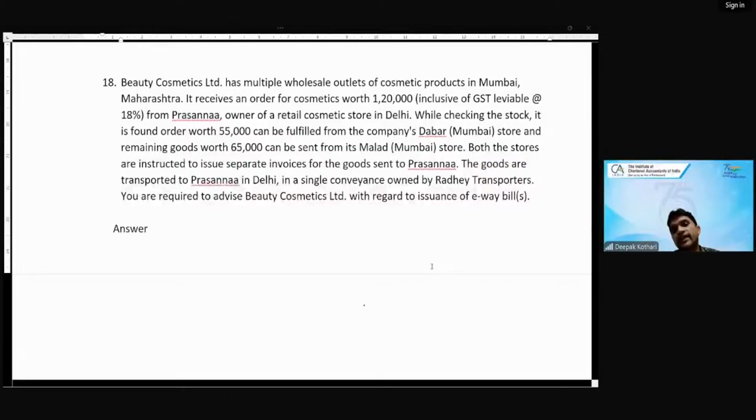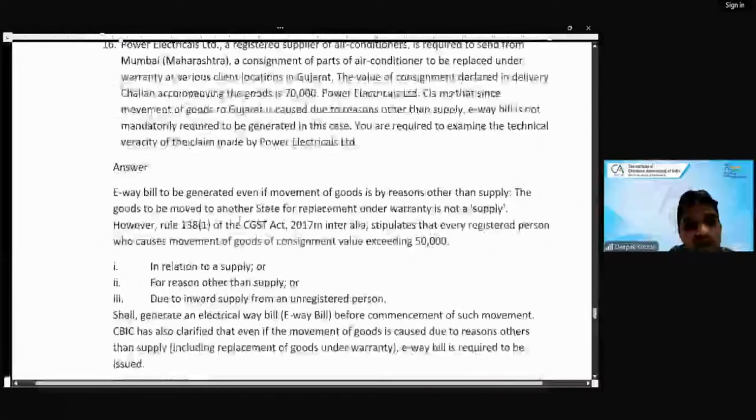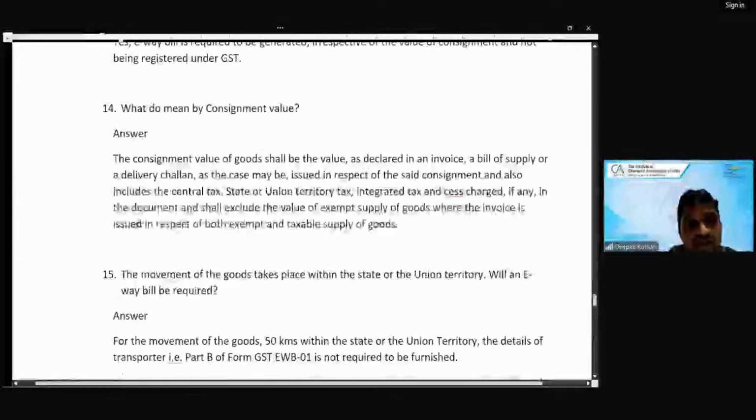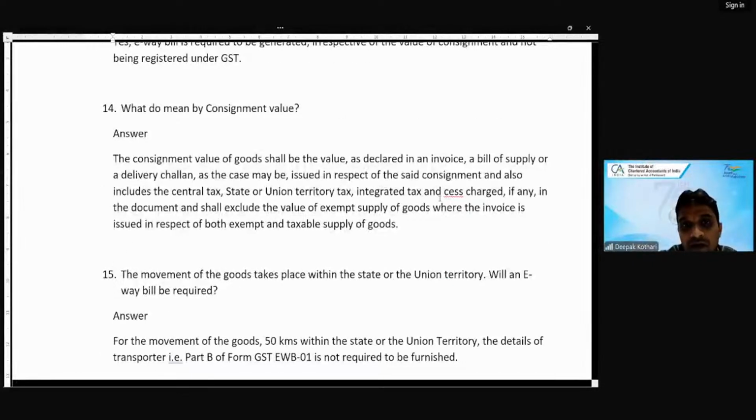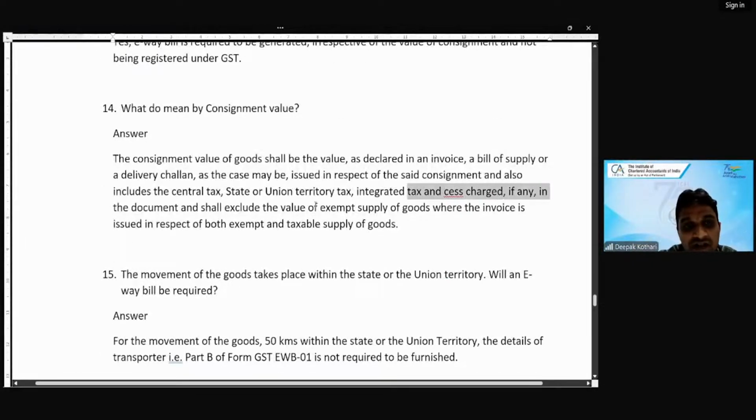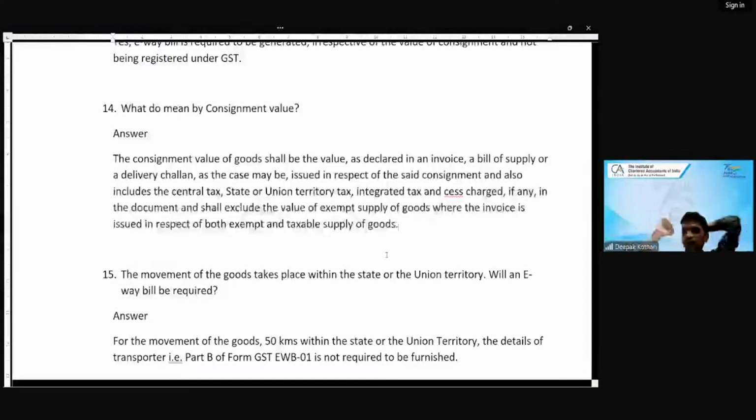Why is exempt supply not added? We have seen the provisions, so look at the provision: it says what the consignment value is, the value of goods including central tax, state tax, integrated tax and cess charged in the document, and it shall exclude the value of exempt supply of goods. Where the invoice is issued in respect of both exempt and taxable supply, you do not need to include the value of the exempt supply of goods in the e-way bill.